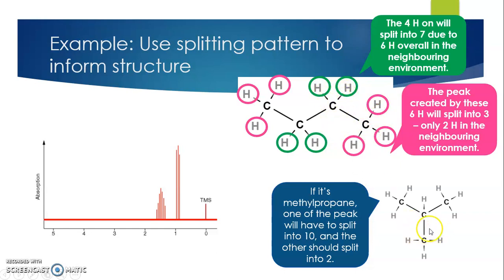On the other hand, if it's a methylpropane, one of the peaks will have to split into 10, that is produced by this hydrogen, because all of these 9 hydrogens are in the same environment neighboring to this hydrogen. And the other peak produced by these 9 hydrogens will be really tall and only split into 2. So there you got it. It should be a butane that produced this graph.